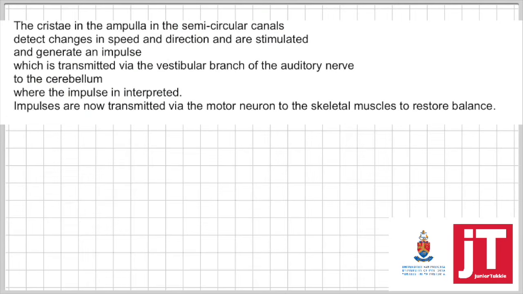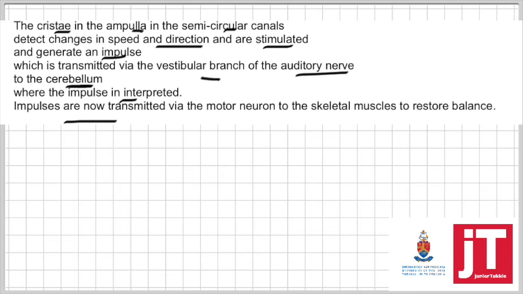Now, for your matric exam, you must know this information: that the cristae is in the ampulla in the semicircular canals and picks up changes in speed and direction, as I mentioned. As soon as the cristae picks up changes in speed and direction and is stimulated, that will generate an impulse, which is transmitted via the vestibular branch of the auditory nerve to the cerebellum. That's where the impulse will be transmitted.